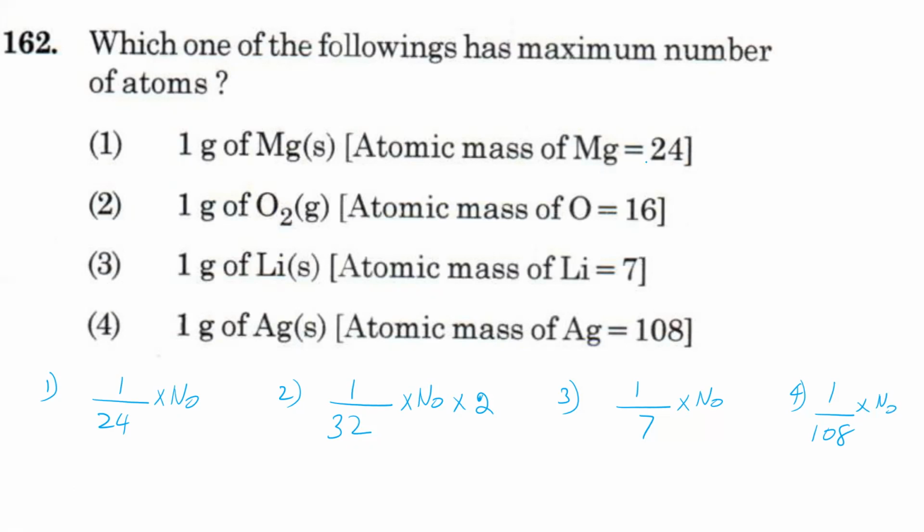Maximum number of atoms means the denominator should be the least. The denominator is least in the third option, so in the lithium case we will get the maximum number of atoms.